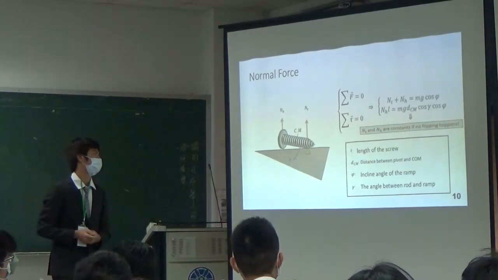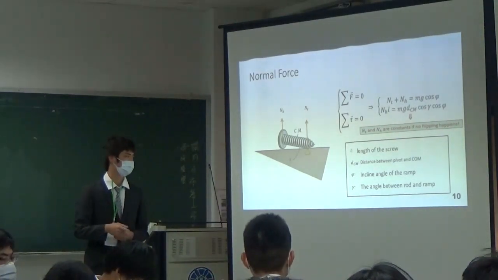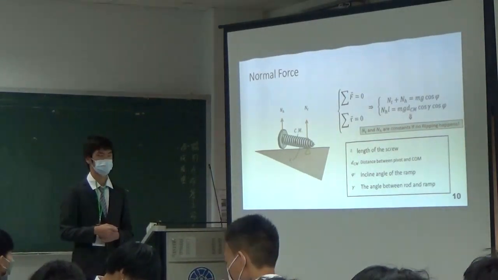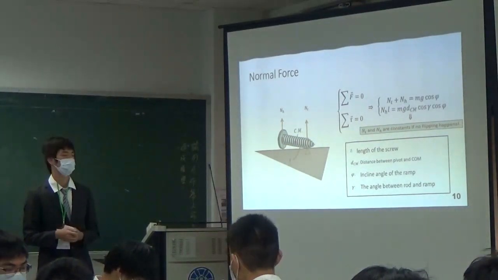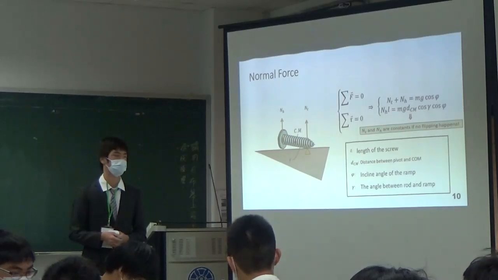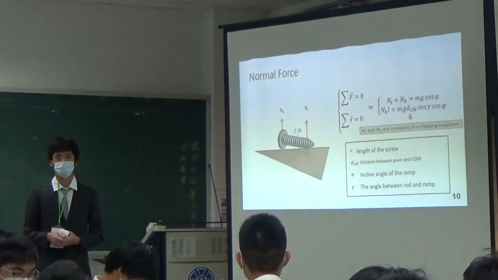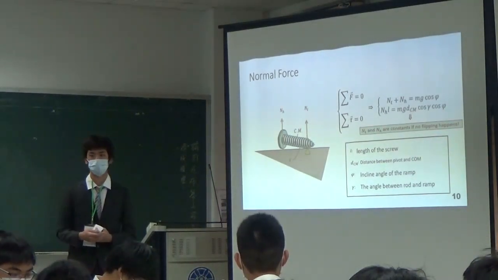And we talk about the normal force. We define the tip part as the pivot, and by analyzing the total force and the torque, we can get the value of the normal force. And if no flicking happens, the normal force should be a constant.